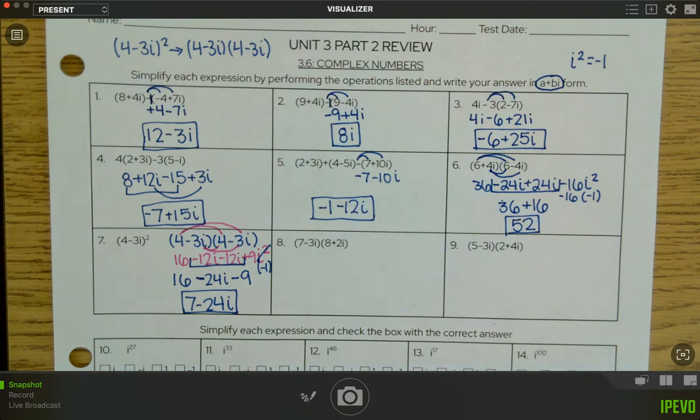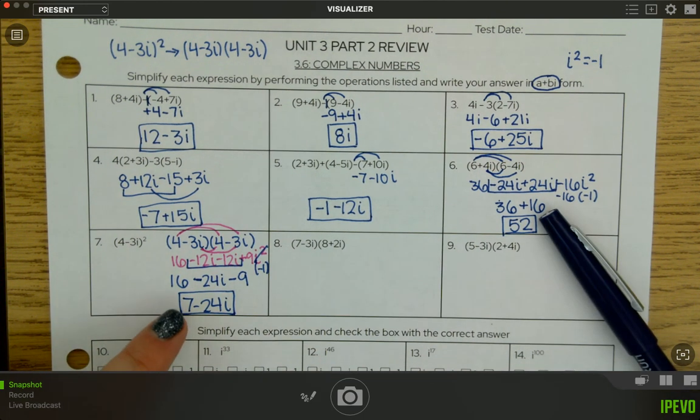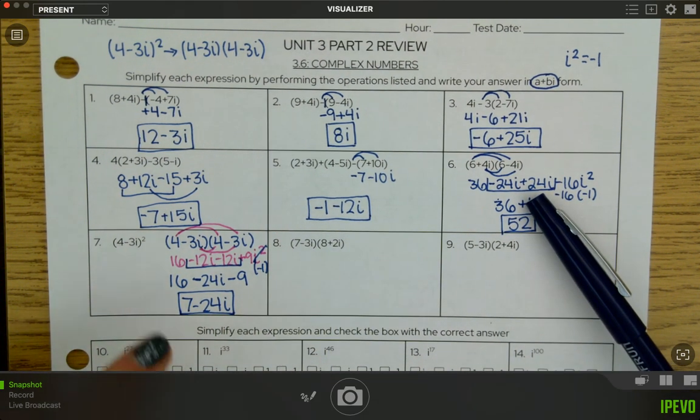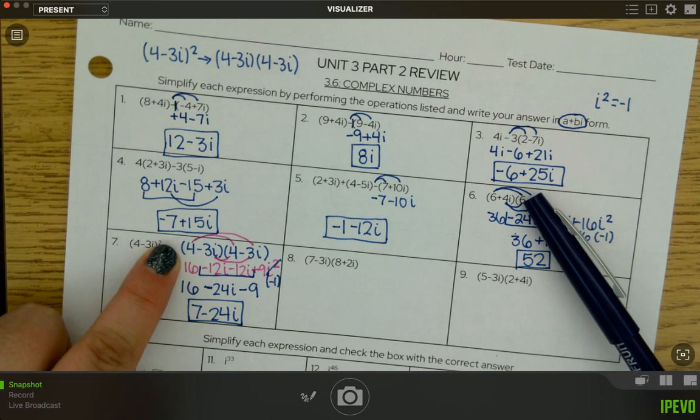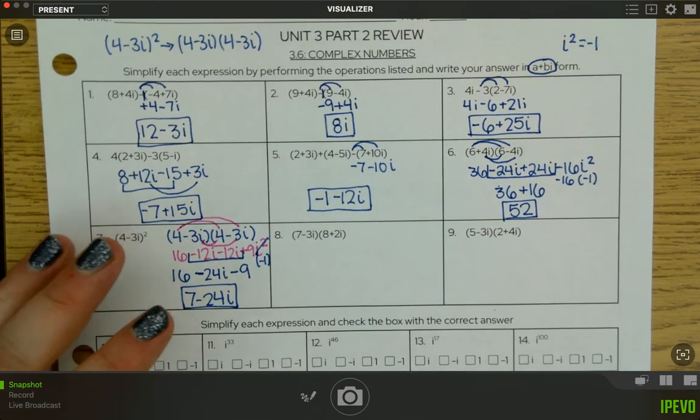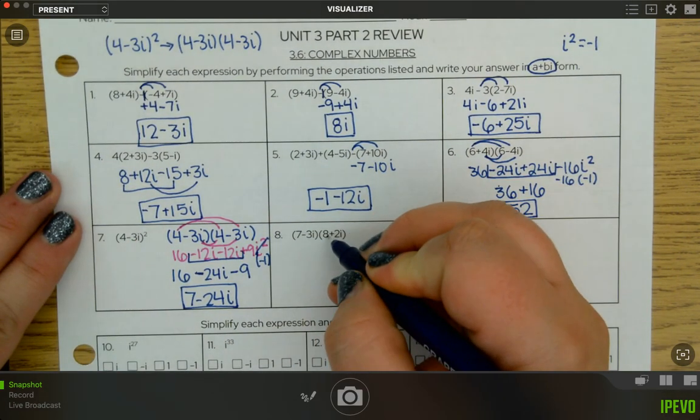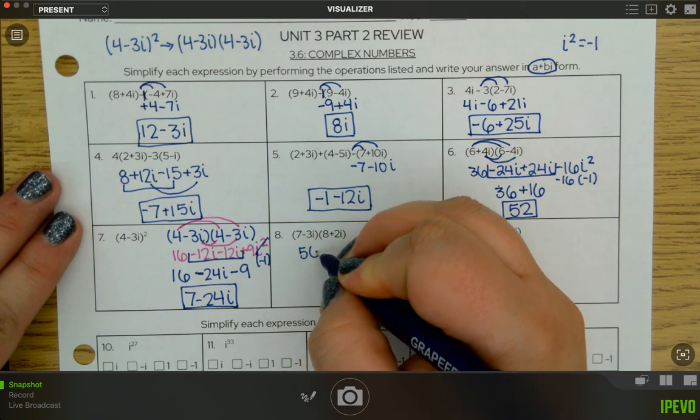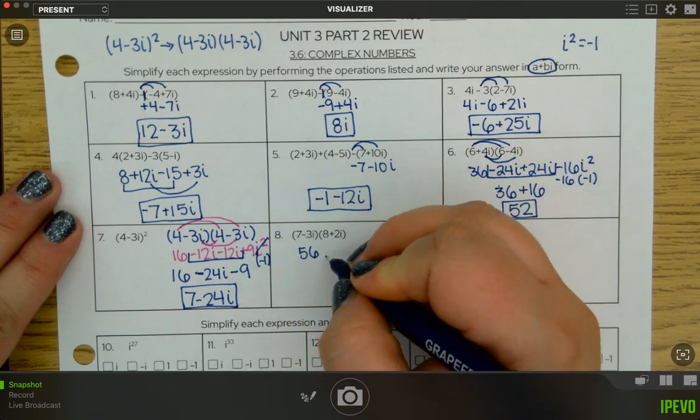All right, we've got 2 more left. These 2 are pretty basic. Okay, these 2 had something special. This one, the middle terms canceled out. This one you had to kind of expand first. These last 2 are very much straightforward. 7 times 8 is 56. 7 times 2i is 14i.